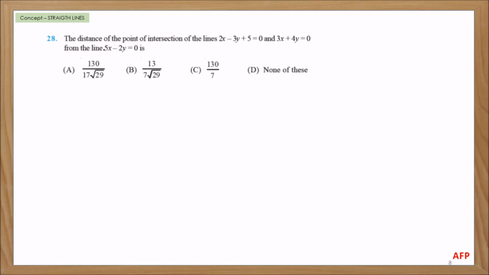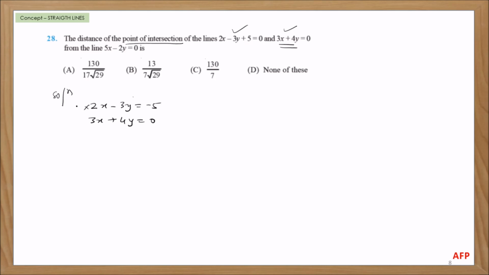Next one. Distance of the point of intersection of these 2 lines from this line. The intersection point you can easily find, the point of intersection of these 2 lines. So 2x minus 3y is equal to minus 5, and this equation, 3x plus 4y is equal to 0.